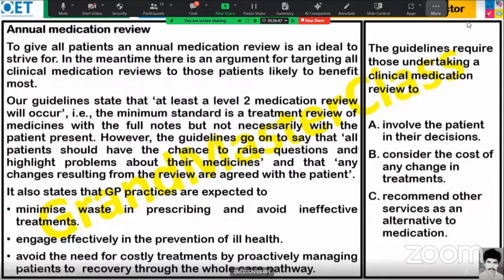Good. Now let us see here. Right. Now here, involve the patient in the decisions. The guidelines: whenever it says guidelines, you should be positive only, not negative. The guidelines require those undertaking a clinical medication review to do everything possible. Do everything possible. The guidelines require means state that. So the answer is here in this paragraph.